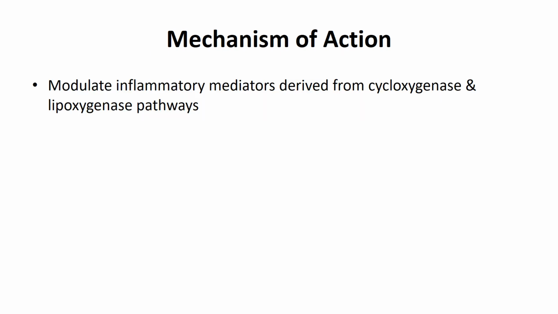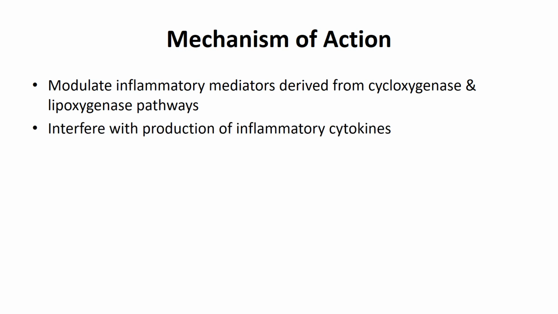The mechanism is they modulate inflammatory mediators derived from the cyclooxygenase and lipoxygenase pathways. So the inflammatory mediators originating from the cyclooxygenase pathway and lipoxygenase pathway will be inhibited by these drugs. They interfere with the production of inflammatory cytokines and inhibit the activity of nuclear factor kappa B, NF-kappa B.